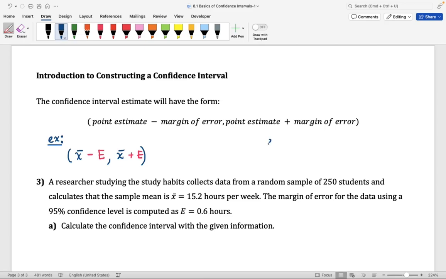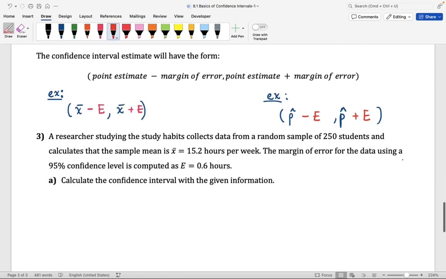Now, we can also calculate a confidence interval for a proportion. If we want to estimate the proportion of a population, we can use a proportion coming from a sample. We can use the point estimate p hat. We can construct a confidence interval for a proportion using p hat minus E, comma, p hat plus E. Okay? And so again, we see that the margin of error is going to determine the width of the confidence interval. Here, you're just going to get your feet wet when it comes to constructing a confidence interval.